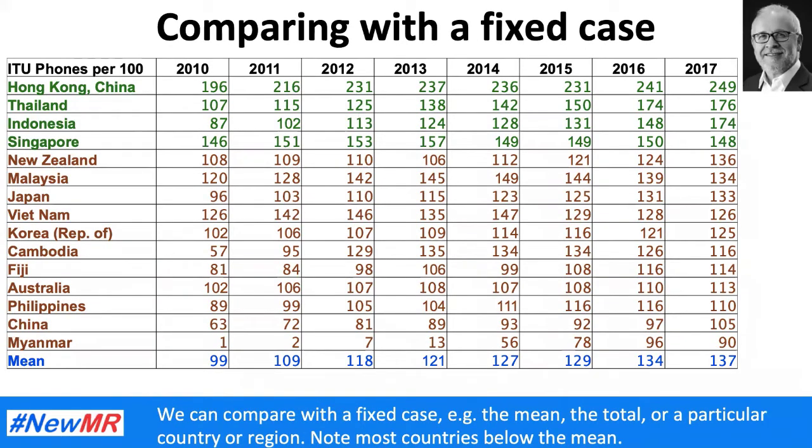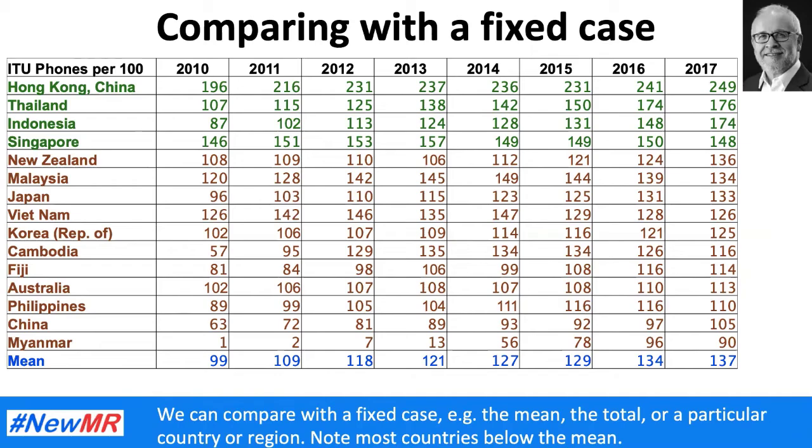One of the things that we do a lot when we're trying to understand a complex set of data is compare it with a fixed case. Now, the fixed case could be the mean, it could be the median, it could be the total, it could be a country, it could be a region. So we think about which fixed case makes sense. So on this particular example on the page, I've shown the mean, which is on the bottom row and it's in blue. And we've got the data ranked from highest to lowest in 2017.